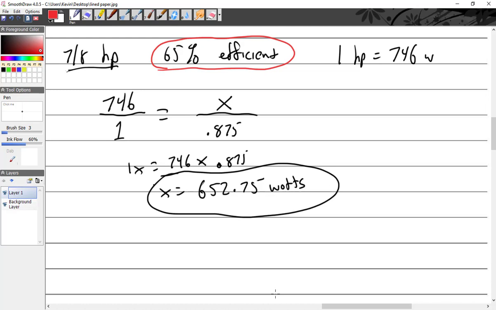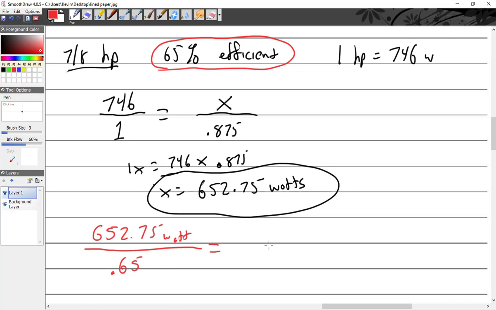These really nice words I'm using here. But it means that it takes more power and it loses it somewhere in the motor, in friction, bearing loss, EMF losses, all this. So we need to figure this out. So how are we going to do that? 652.75 over 65. All right. So what's that? 652.75 watts. And what was that again? Over 65% efficiency. Why am I going to do that over 65? Because that's exactly what it is.